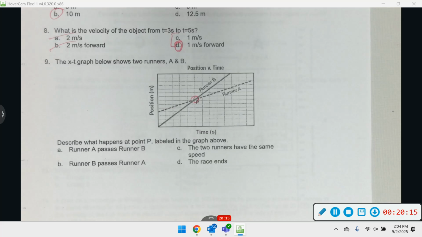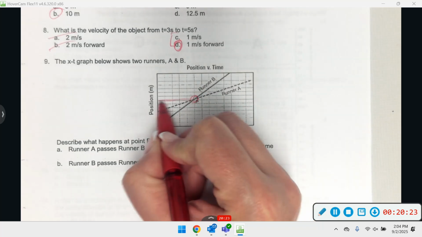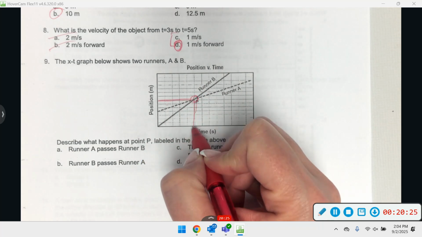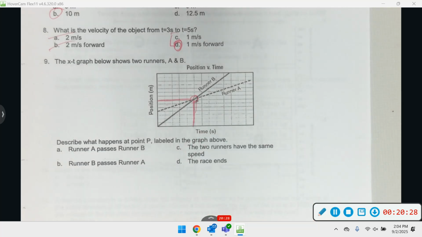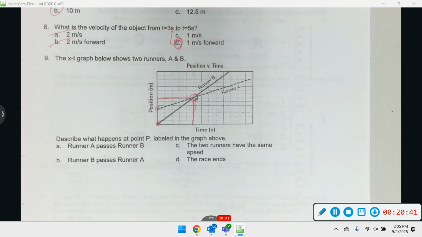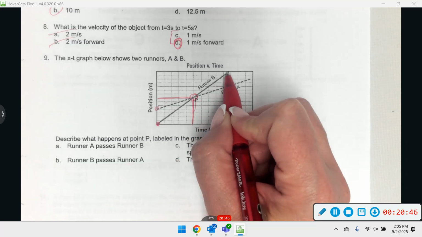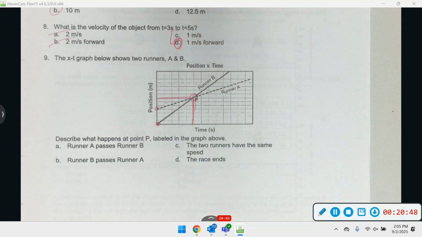So what happens when two lines intersect? What does that mean on a position time graph? Well, on a position time graph, it means that your position is the same at that point in time, which means that they are passing each other. Well, specifically, one of them is passing the other. If you think about what's happening in this graph, runner B starts out behind runner A. At point P, runner B has caught up to runner A, and then he passes her because then he's ahead afterward. So your answer here is runner B passes runner A.